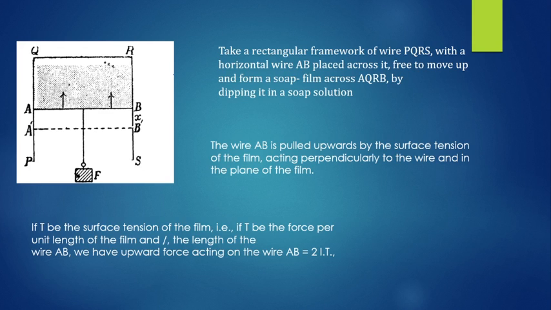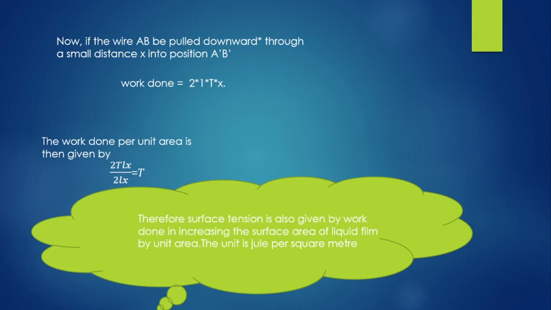So we are going to the next slide. Now if the wire AB is pulled downwards through a small distance x into a new position A prime B prime.